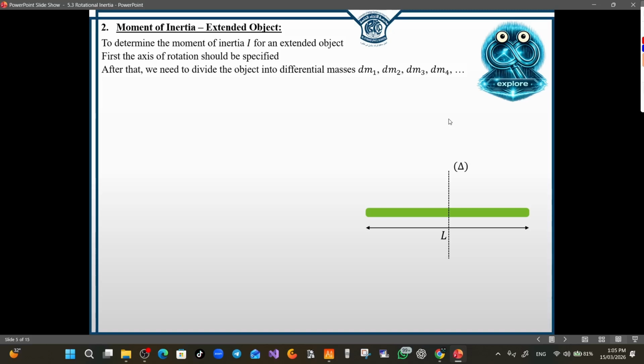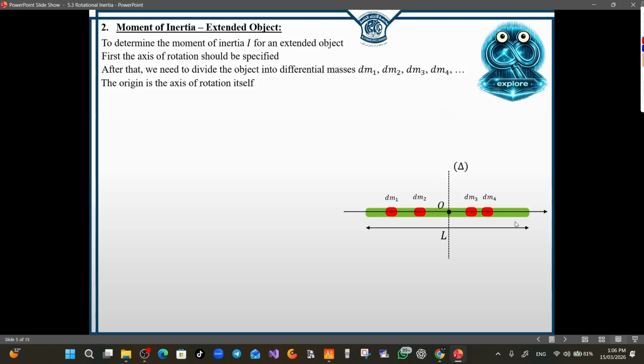After that, we need to divide the object into differential masses, which means we're gonna split our object into small and tiny pieces. For example, dm1, dm2, dm3, up to infinity. The origin is the axis of rotation itself. So whenever we have specified the axis of rotation, we're gonna consider the origin to be exactly at the axis of rotation, or passes through the axis of rotation.